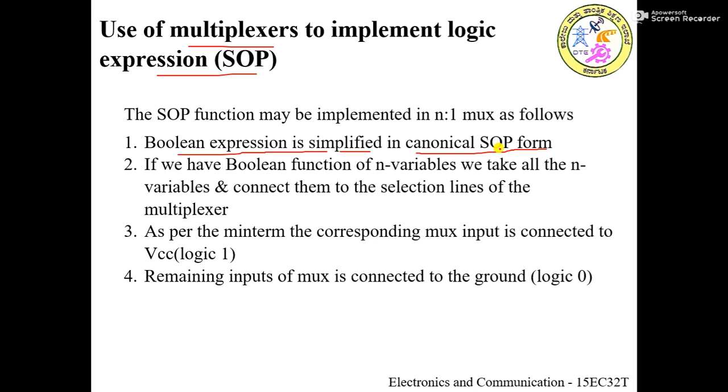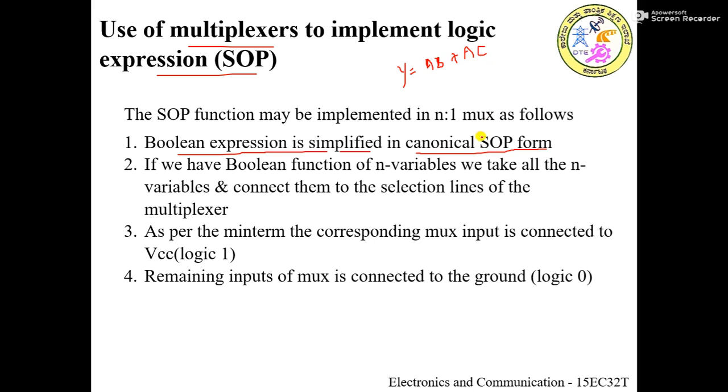Then what is canonical SOP form? Canonical SOP form means we expect all the literals to be included in all products. For example, if I write Y equal to AB plus AC, this is a logical expression. This is not in the canonical SOP form. No doubt it is an SOP equation, because there are two products and these two are added, but this is not in the canonical SOP form.